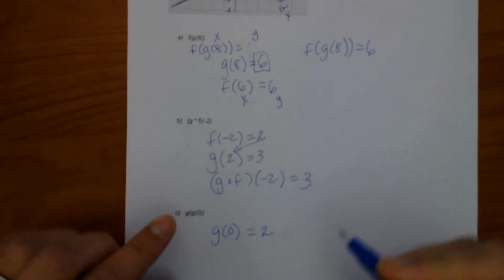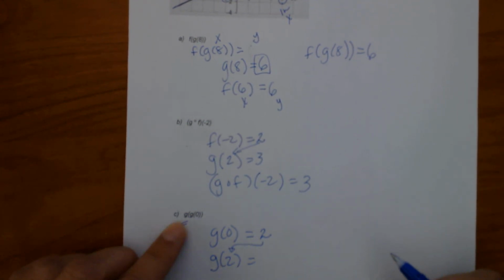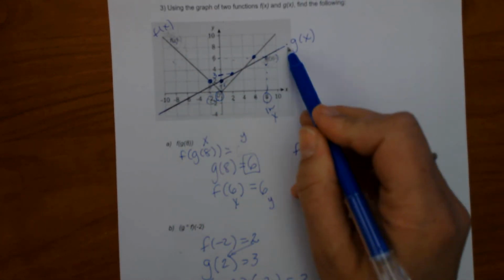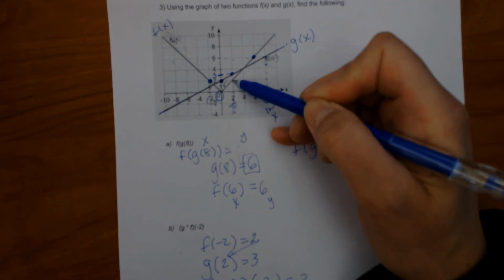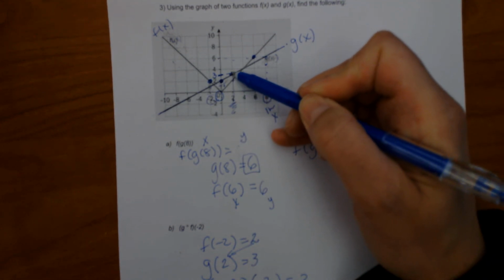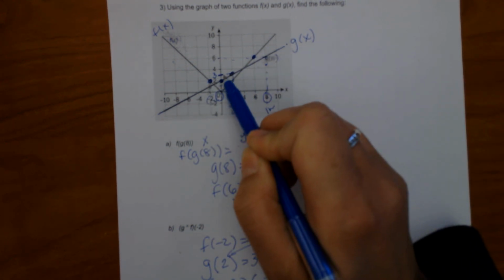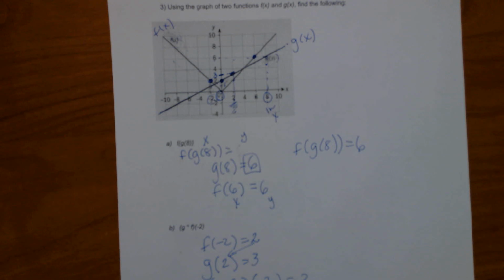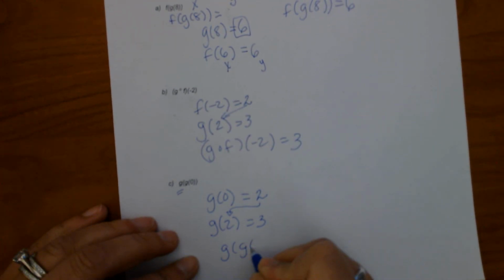Now what do I have to do? I have to go back again to my g function. I have to put in positive 2, and let's see what we get out. So here's my g function. Here's my input of 2. I go all the way up, right here, again on my line. I hit my line, and oh, it's 3 again. Oh, I feel like I'm going in a circle. And that's 3. So g of g of 0 equals 3.